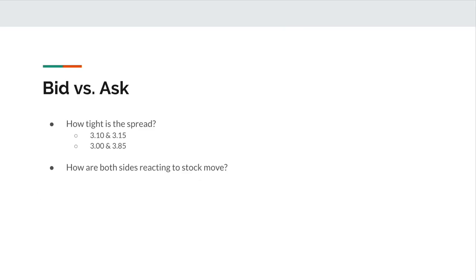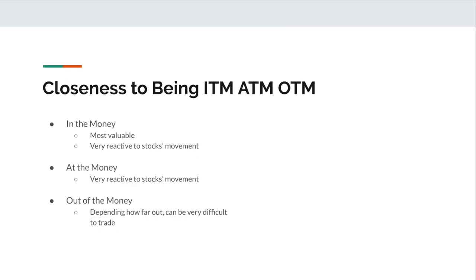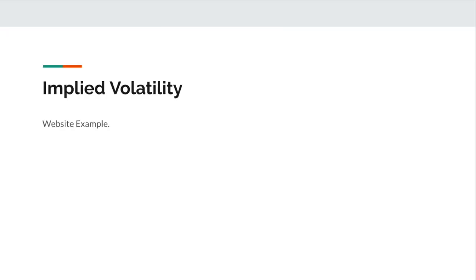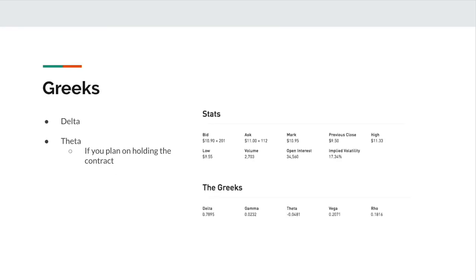So far we're looking at underlying stock, closeness to being in the money, at the money, or out of the money, implied volatility, bid and the ask, and I also, of course, look at the Greeks. What is my upside and downside potential if I was to go into this stock? Delta and gamma would be the main ones for how much money I can make, and then theta is if I plan on holding the contract for a long period of time.